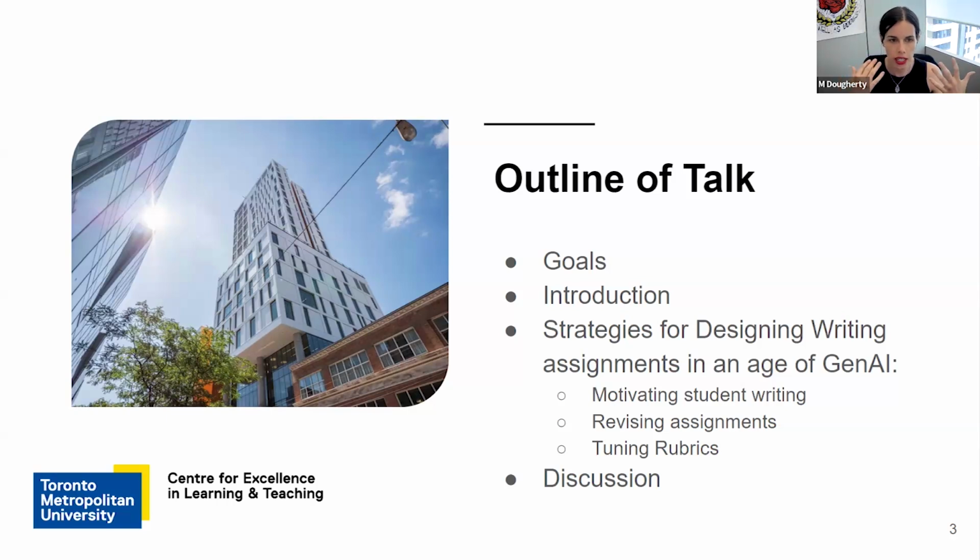So in other words, given that generative AI is now widely available to students, how should we design our writing assignments? So I'll be addressing three prongs to that strategy: motivating students to write, revising your assignments to keep in mind the existence of generative AI, and tuning your rubrics to emphasize those skills that generative AI programs tend to be worse at, and emphasizing those skills that students tend to be better at. Finally, we'll have a little bit of time for discussion at the end. I'm sure that many of you have particular questions or concerns when you're thinking about this upcoming semester.